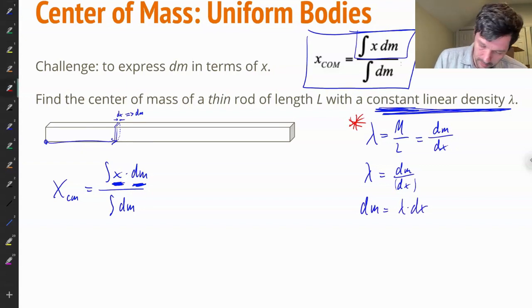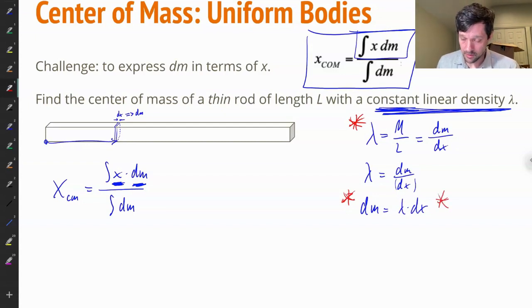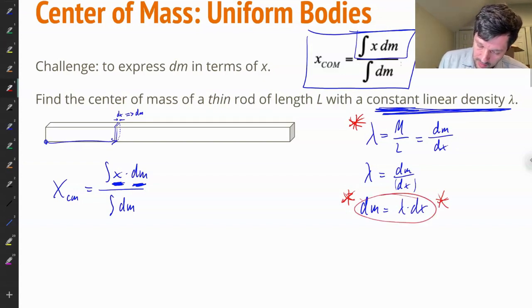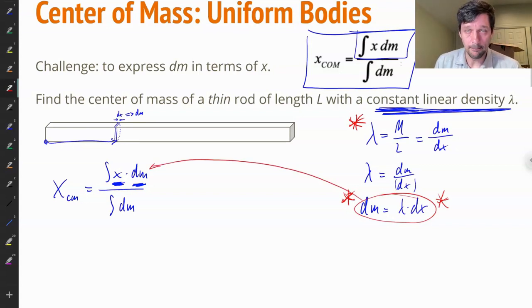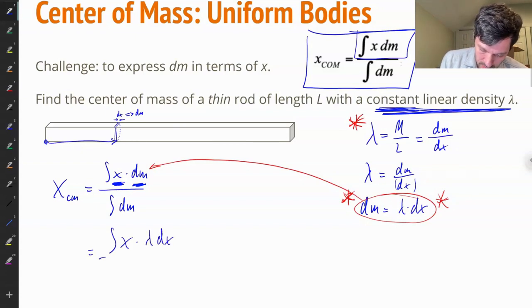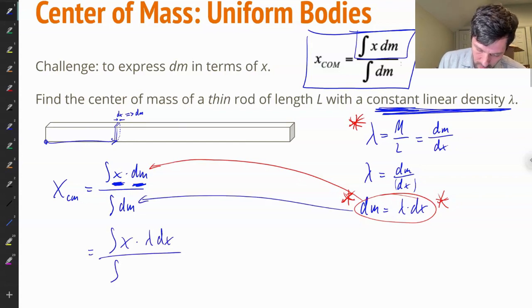I'm going to double star this because this step is really what gets us the rest of the way there. Because now we can substitute that in for dm, and then it becomes something we can actually integrate. So that gives us the integral of x times lambda dx over the integral, and we're going to substitute it in there too, of lambda times dx.